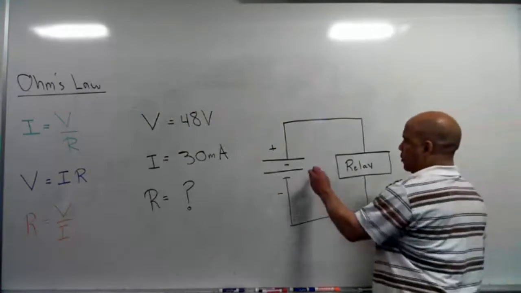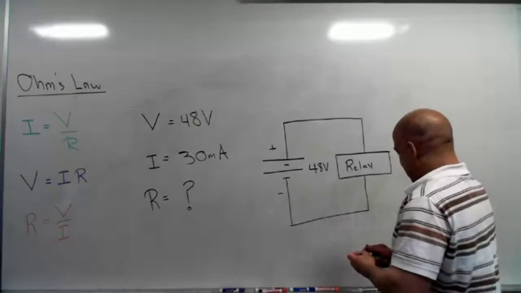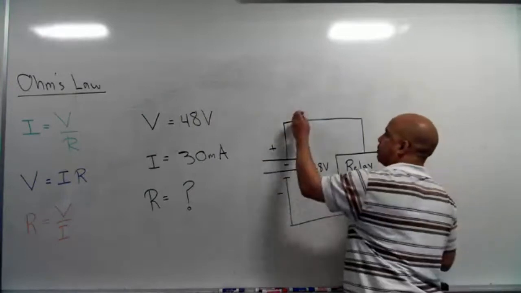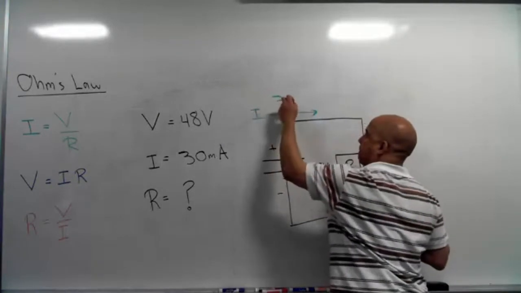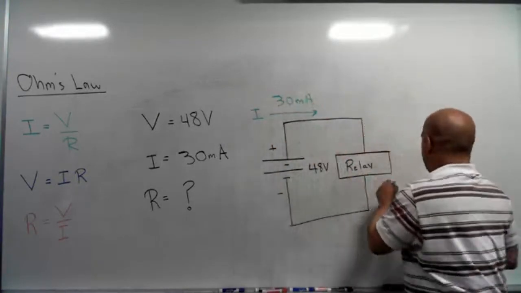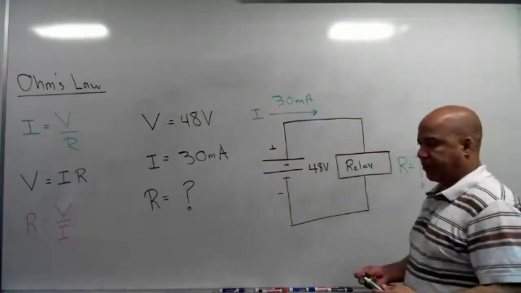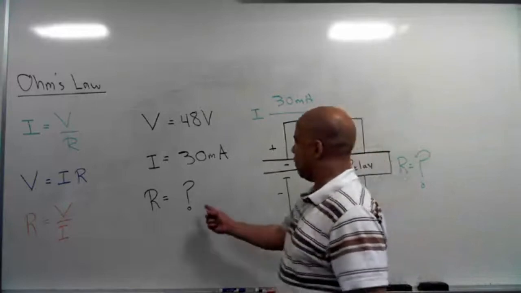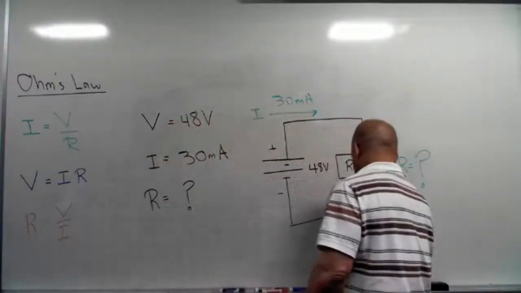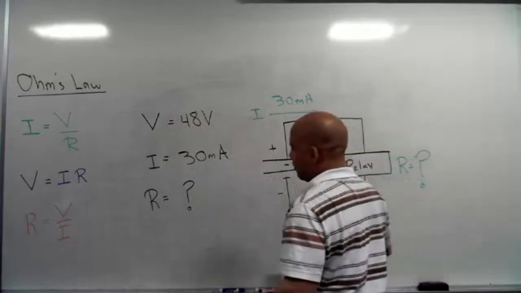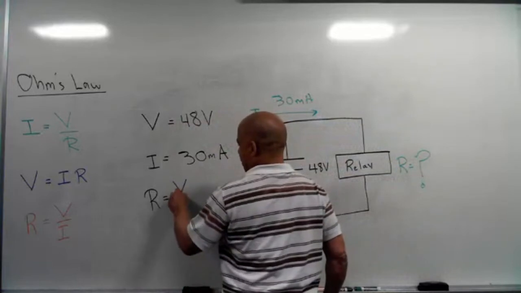But we have a voltage source of 48 volts. I know my current is 30 milliamps, and I don't know my resistance. I want to know what is the resistance of the relay, so I'm looking for R equals something. Well, that's that. So I'm going to write down my equation: R equals V over I.